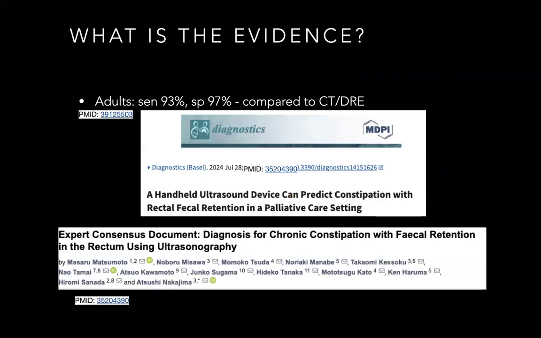So what's the evidence for this? When we're talking about adults, there's some research from our Japanese colleagues that the sensitivity and specificity for fecal impaction stool ball, compared to CT and a digital rectal exam, are in the 90th percentile. And handheld ultrasounds are also equally as accurate, as you can see in these two articles here.